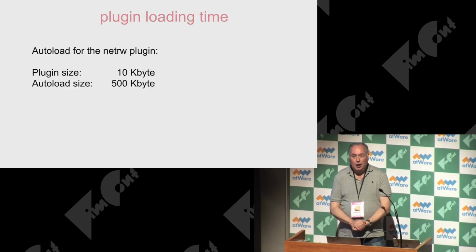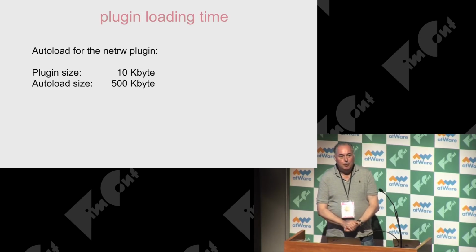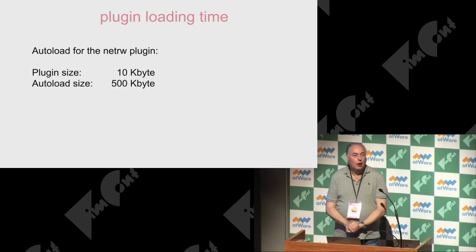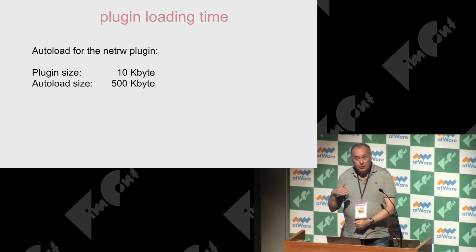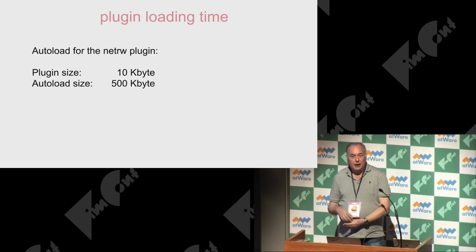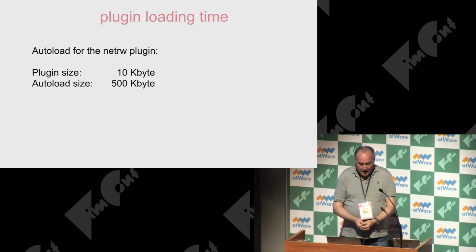The netrw plugin is actually a very good example. The basic things that the plugin loads at startup is only like 10 kilobytes. So it defines some commands, some hooks, and some auto commands, and that's about it. And only the moment you actually start using it, that's when it loads the core of the plugin, and that's 0.5 MB, that's quite a lot.